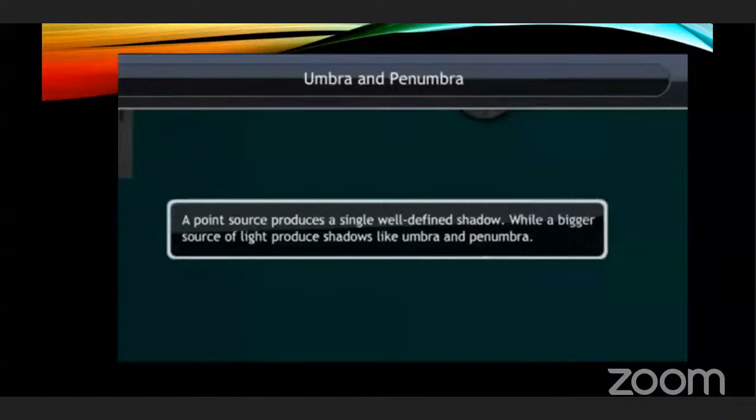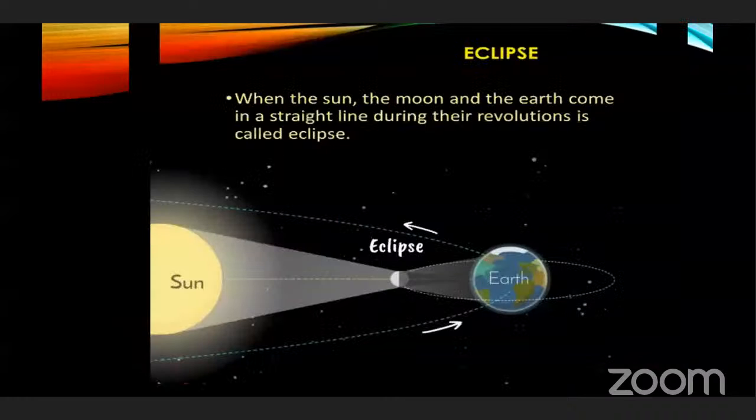From a bigger source, we get two shadows. That is, the dark shadow is umbra and the faint shadow is penumbra. You understood now what is umbra and what is penumbra. Okay. Now we will see the next point, that is eclipses.